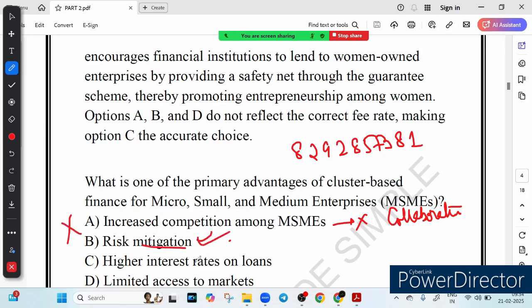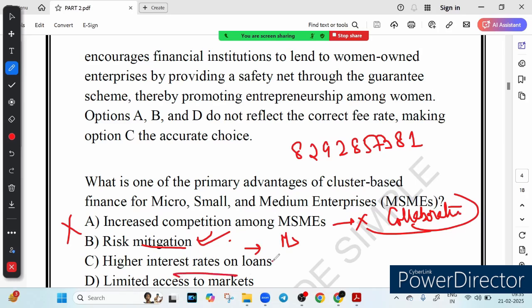Risk mitigation. Yes, this is correct. Cluster based financing helps reduce risk. How does it mitigate risk? It mitigates risk by bringing MSMEs together, collaboration. Just now I have told you. For example, if one MSME faces financial difficulty, banks are more likely to support them if they are part of a successful cluster. बैंक देखिए, मान लीजिए कि एक MSME फाइनेंशियल डिफिकल्टी फेस कर रहा है, तो बैंक उसे सपोर्ट करेगी यदि वो एक फाइनेंशियल क्लस्टर के पार्ट हो. Right. So also group knowledge, shared business strategy help reduce financial uncertainties. So that is why option B is the correct one.